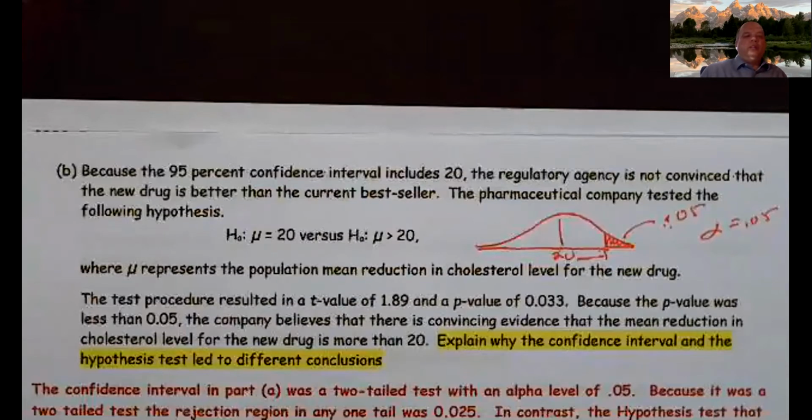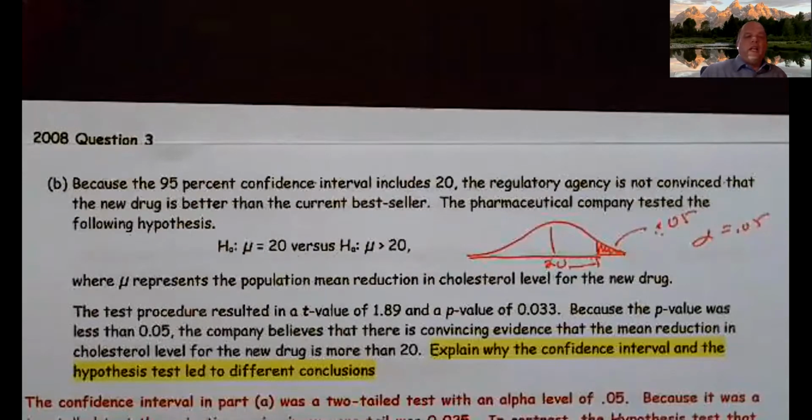So the test resulted in a t-value of 1.89 and a p-value of 0.033. Because the p-value was less than 0.05, the company believes that there is convincing evidence that the mean reduction in cholesterol level for the new drug is more than 20. Now, if this were me and I was trying to come up with a long question for the AP exam, which is what they're going to do this year, I would say, hey, they got a test statistic of 1.89. What's the p-value and what would the company's decision be?